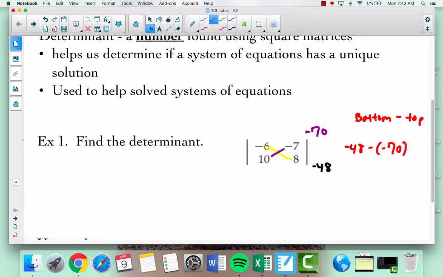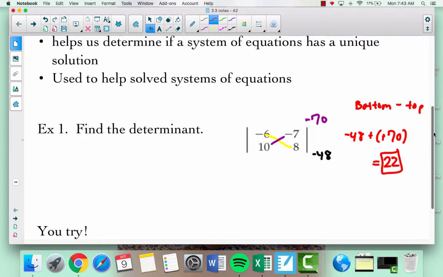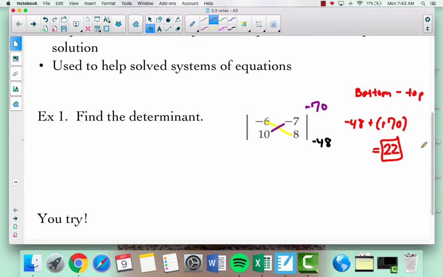Notice I put parentheses around that second negative just so you don't get your negatives confused. If we make those two negatives a positive, then we have negative 48 plus 70, which is 22. So our determinant is 22, and we're done. With a 2 by 2, it's really quick and easy. Multiply one diagonal and then the other, and then subtract from bottom to top. The one mistake people tend to make is with the signs, so make sure you're always subtracting bottom minus top to get the right order.